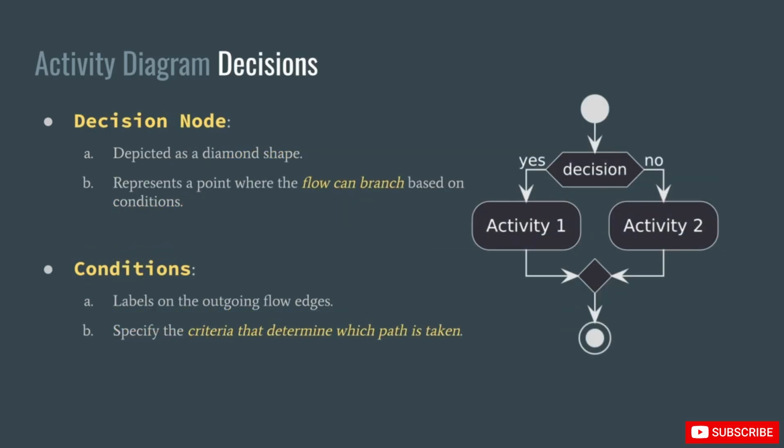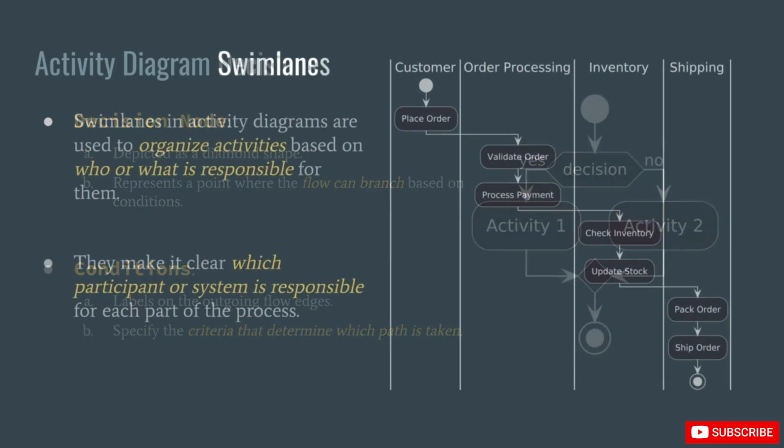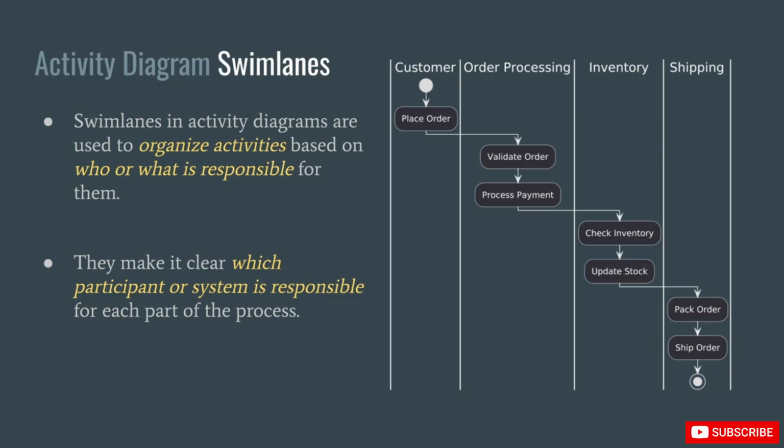A decision node is shown as a diamond shape. It represents a point where the flow can branch based on conditions. Conditions are labels on the outgoing flow edges that specify the criteria for determining which path is taken. Swim lanes in activity diagrams help organize activities by showing who or what is responsible for them. They clarify which participant or system is accountable for each part of the process.